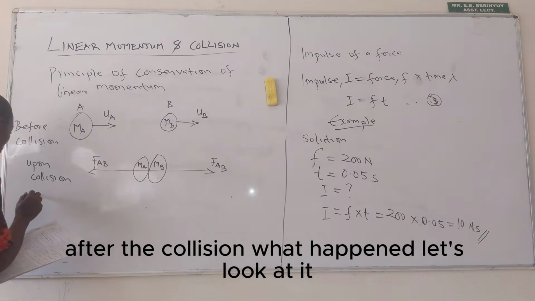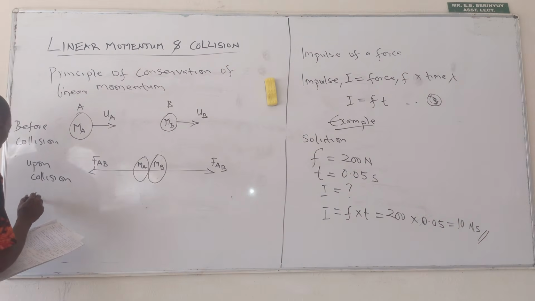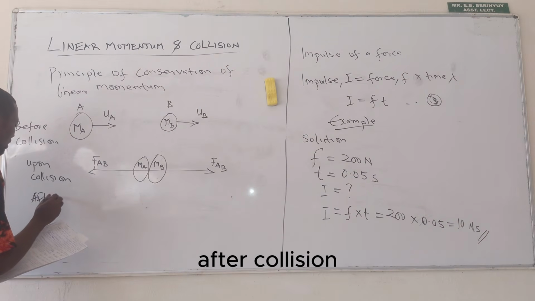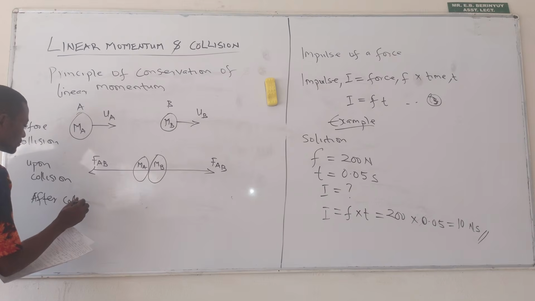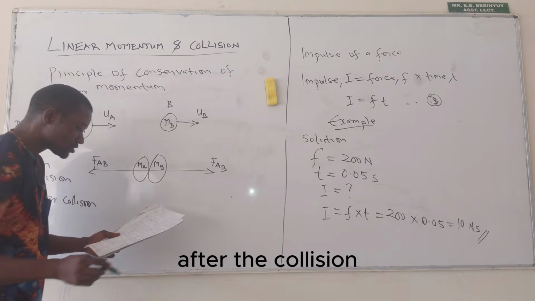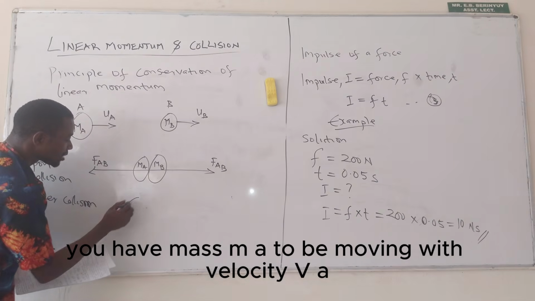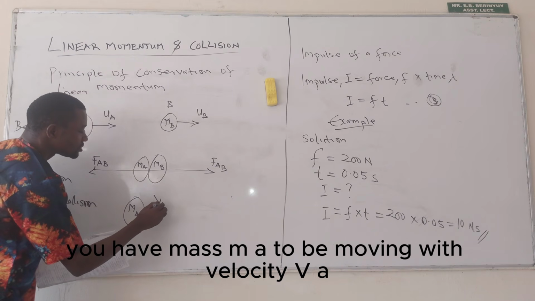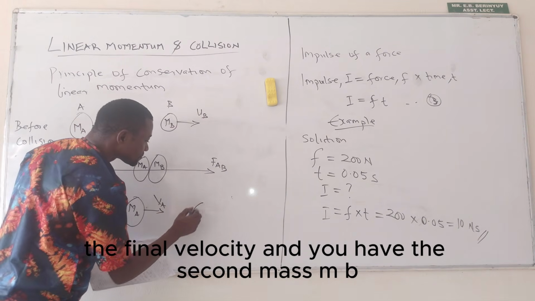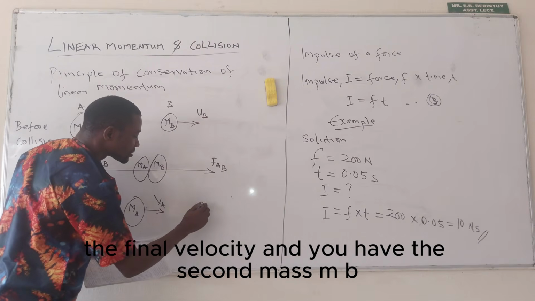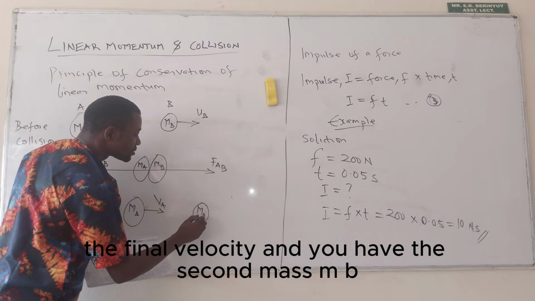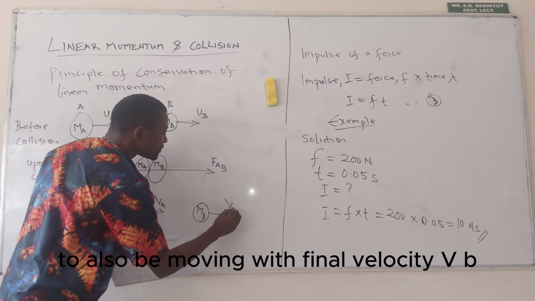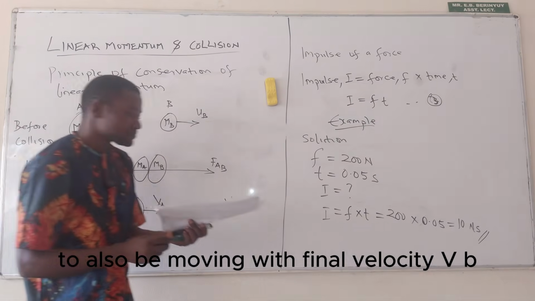After the collision, what happened? After the collision, mass MA will be moving with velocity VA, the final velocity, and the second mass MB will also be moving with final velocity VB.